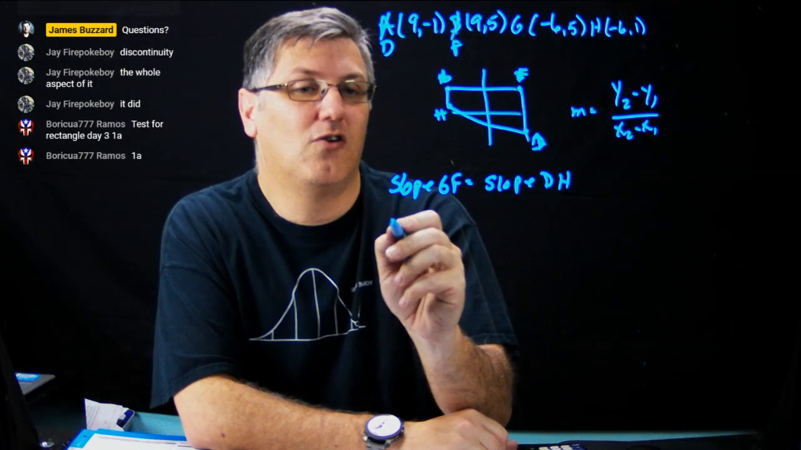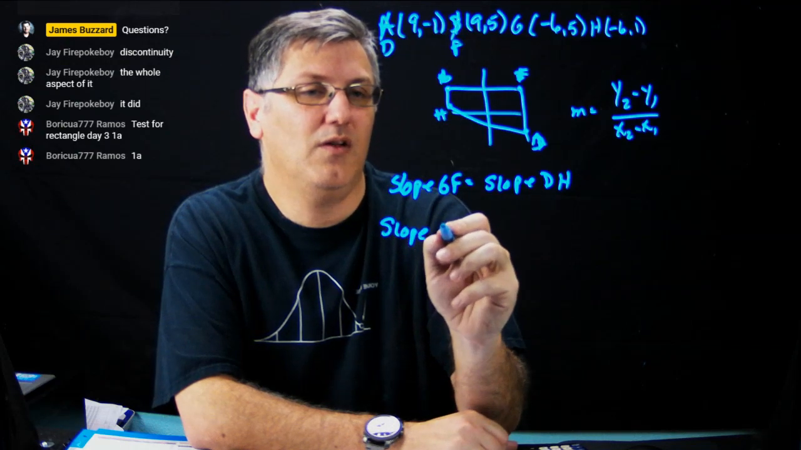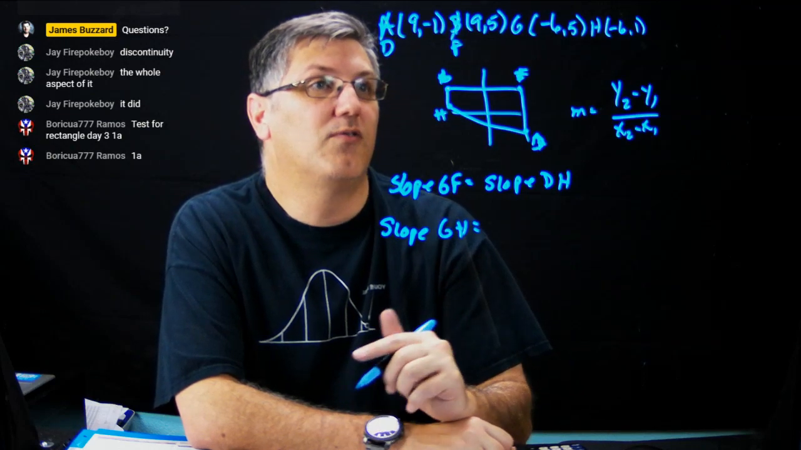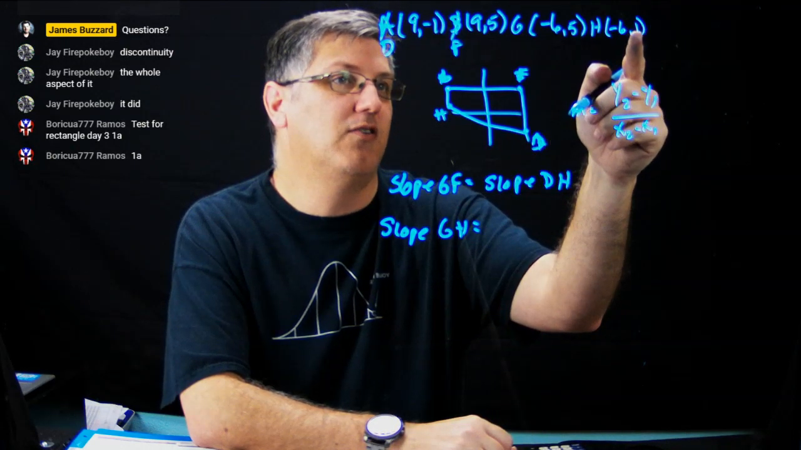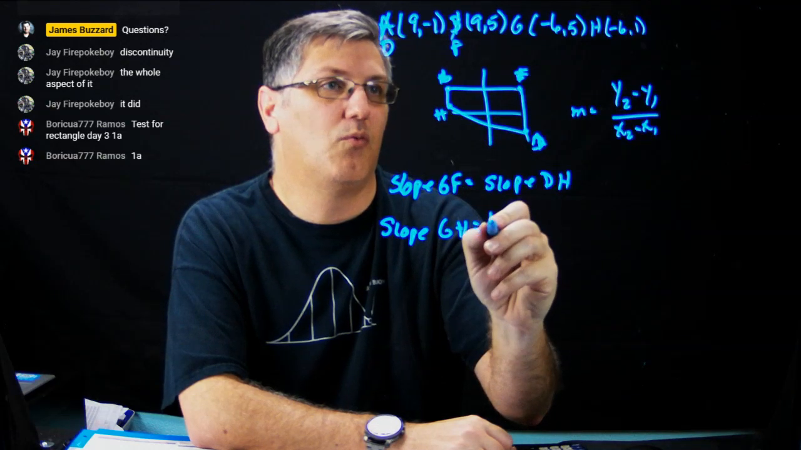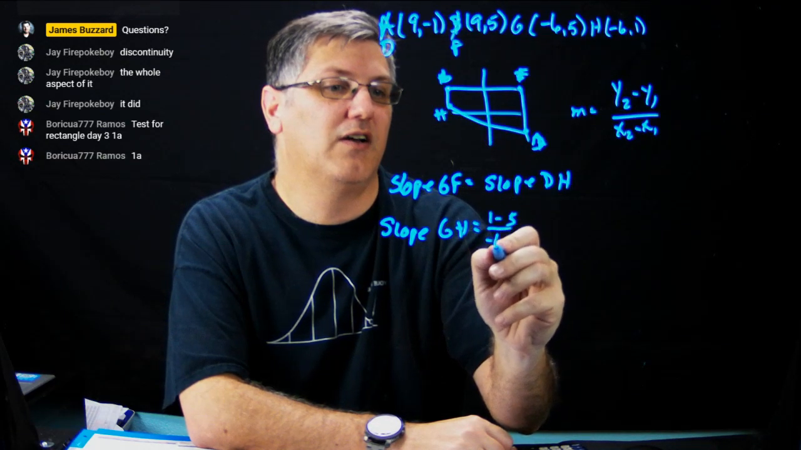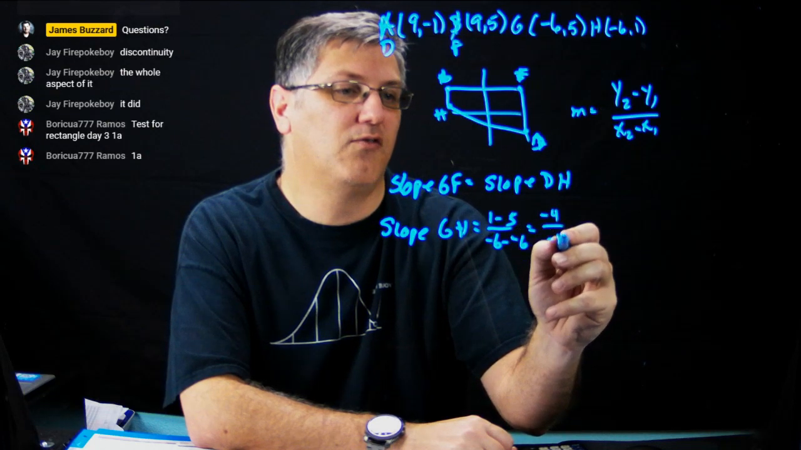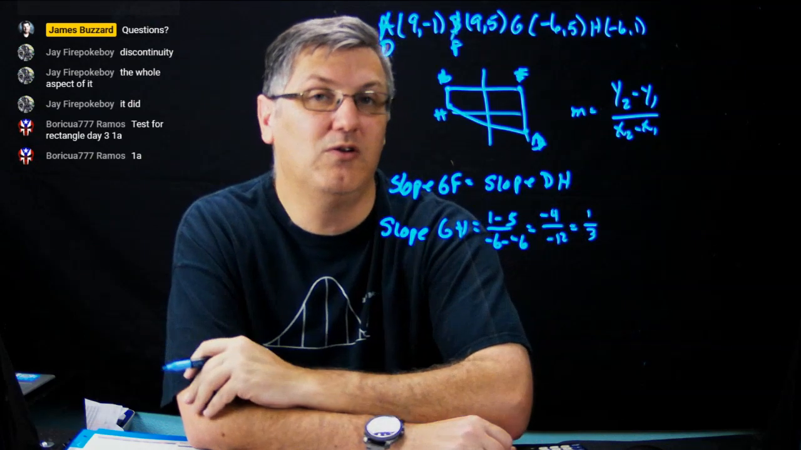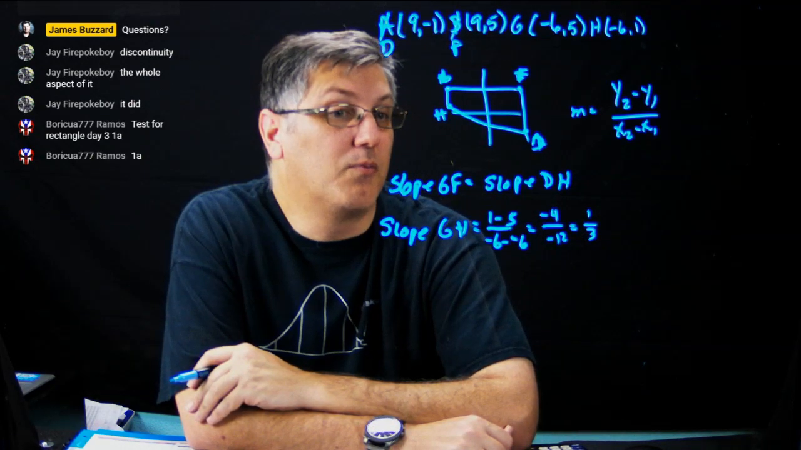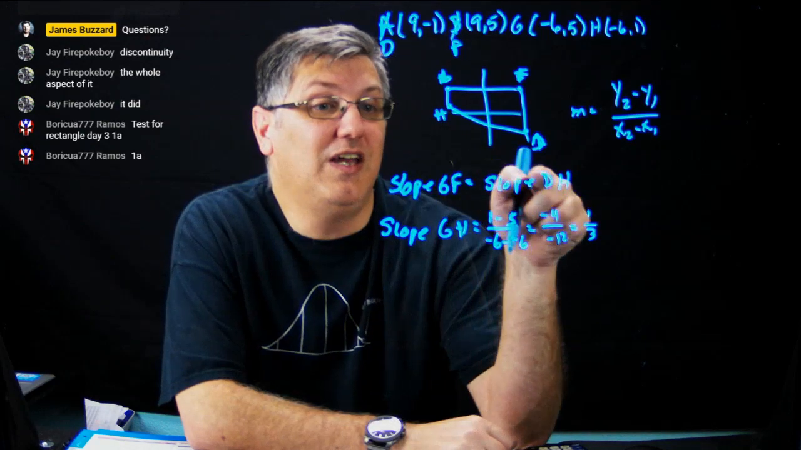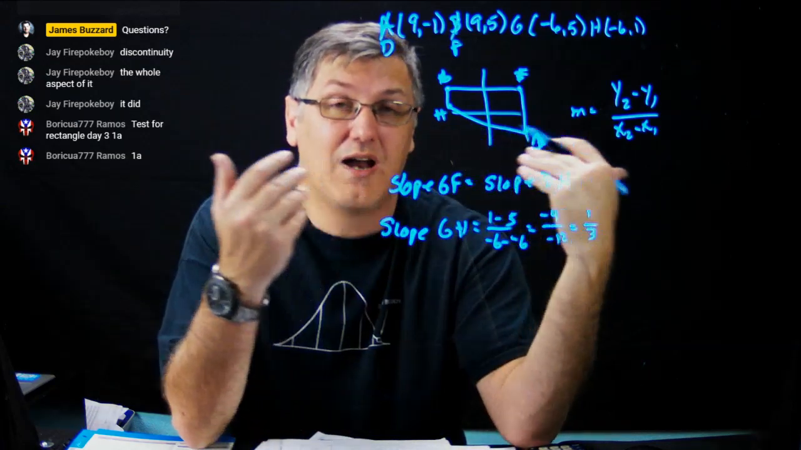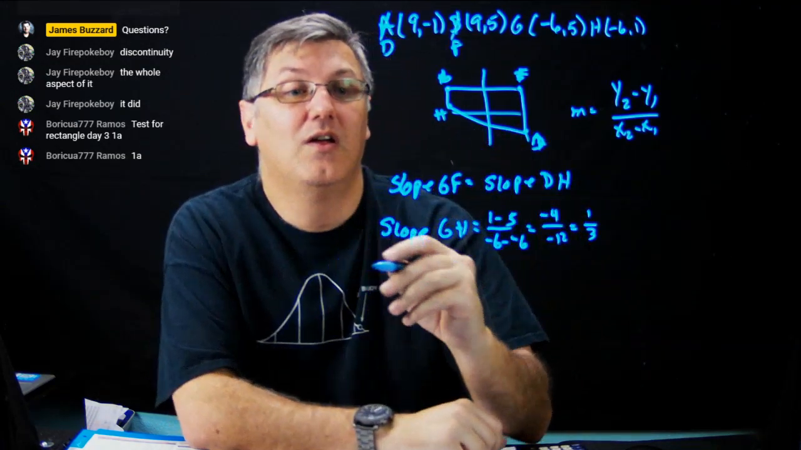So let's do this. The slope of GH. Okay, easy enough. So we're going to do y minus, so 1 minus 5 over negative 6 minus negative 6. This gives me a negative 4 over a negative 12, which gives me 1/3 when it's reduced. All right, so there's my slope of GH. So if my slope of DH is not positive 1/3, it's not a parallelogram, therefore it's not a rectangle.